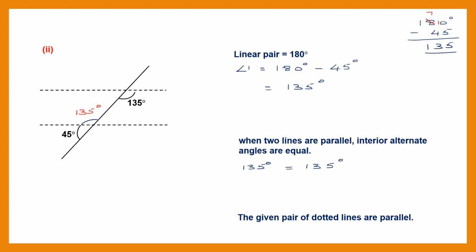So this is one way of finding out. You can use any of the different methods that I said. Here you can also add up these two, 45 degrees and 135 degrees, or you can use any of the other methods. Question 3. So here we have one dotted line and here we have another dotted line.